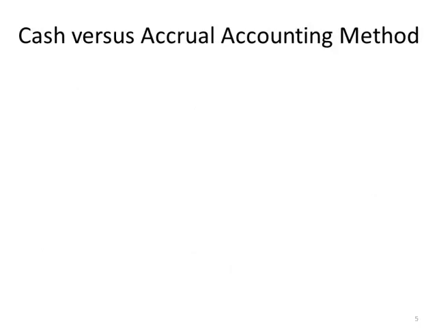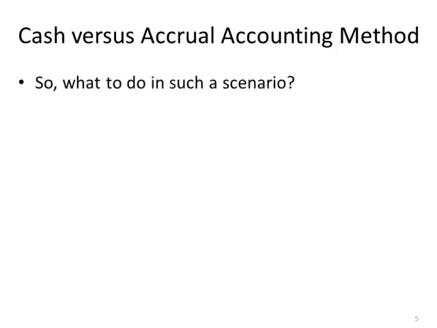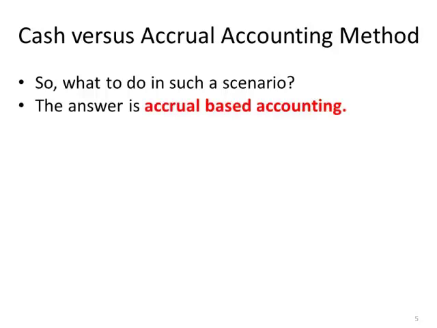Cash versus accrual accounting method. So how exactly do we do accrual accounting? What is the next step? So what do we do in this scenario, right? What do we do in the scenario that we just discussed, whereby sales were made the previous year but cash was received this year? Or when we bought raw materials on credit and we haven't paid for them yet. What do we do in these scenarios? The answer, of course, is accrual-based accounting, in case you didn't already know. But accrual-based accounting is what we will do in order to correctly account for these transactions.